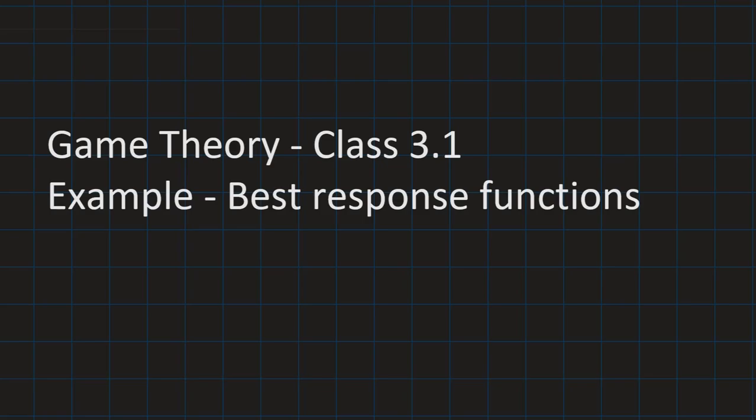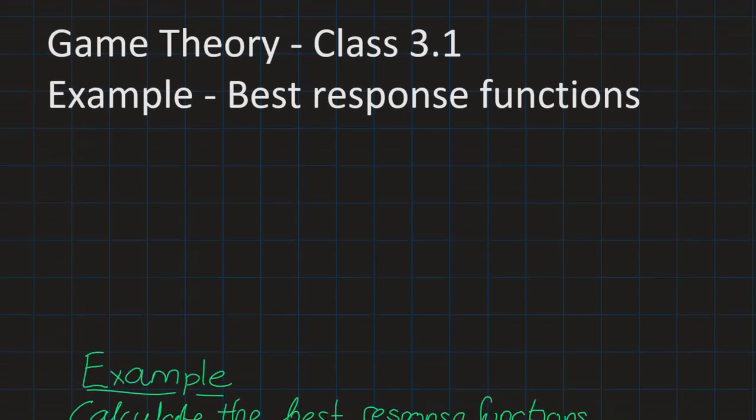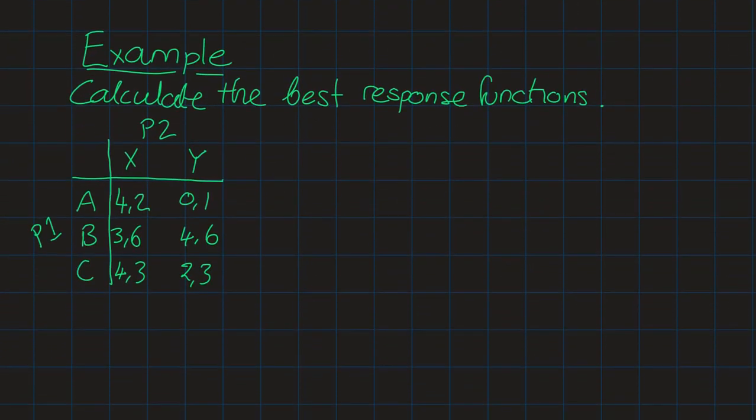In this video we're going to do an example of calculating the best response functions in a situation where the game has outcomes which have equal payoff. So let's look at the example. Calculate the best response functions for this following game. Okay, so let's start with the best response functions for player 1.